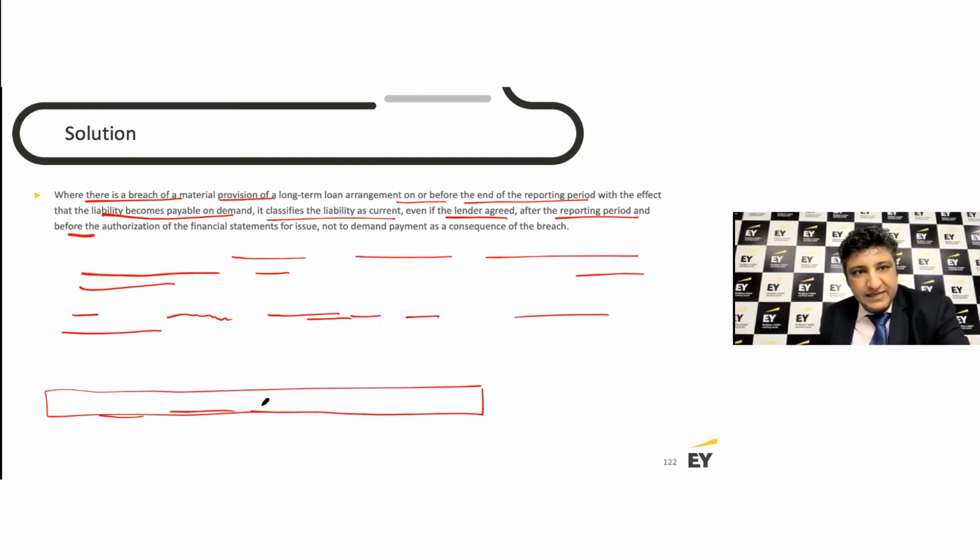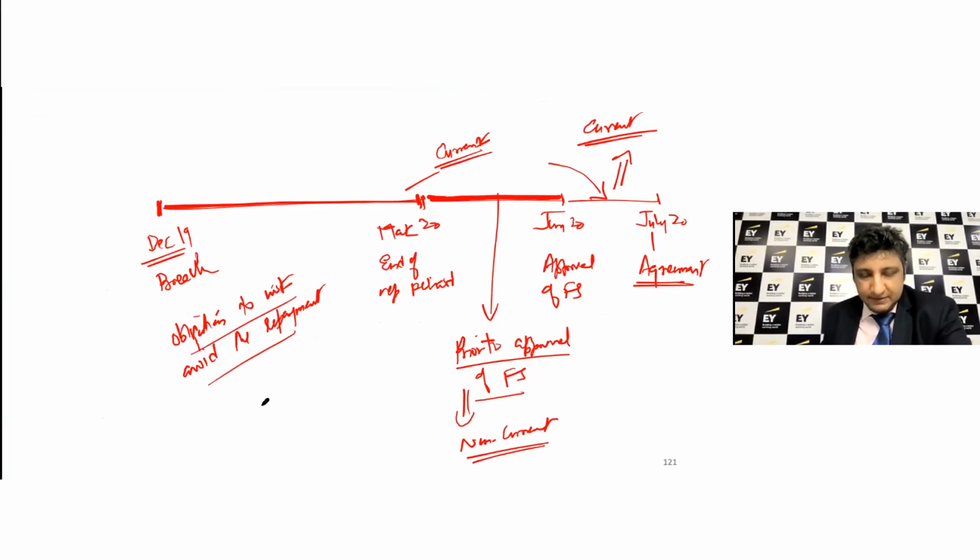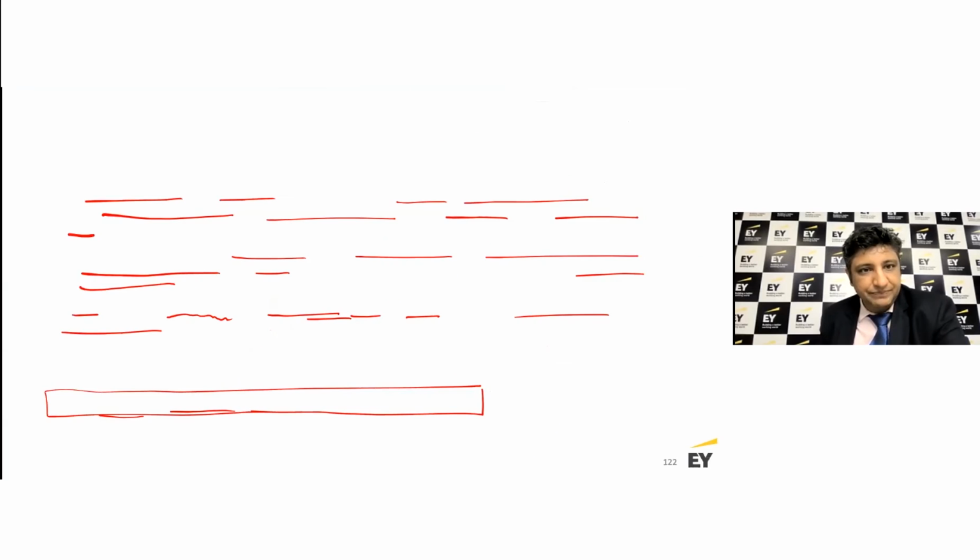From a timelines perspective, we will take you back there. The approval should have come, or the agreement should have happened, just before the approval, right? If it is happening a bit later after that, then the classification of the liability would be done as a current item only. Okay.